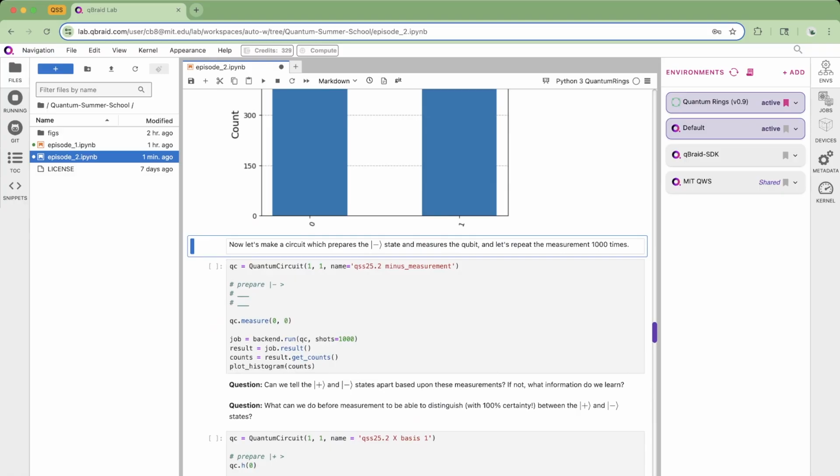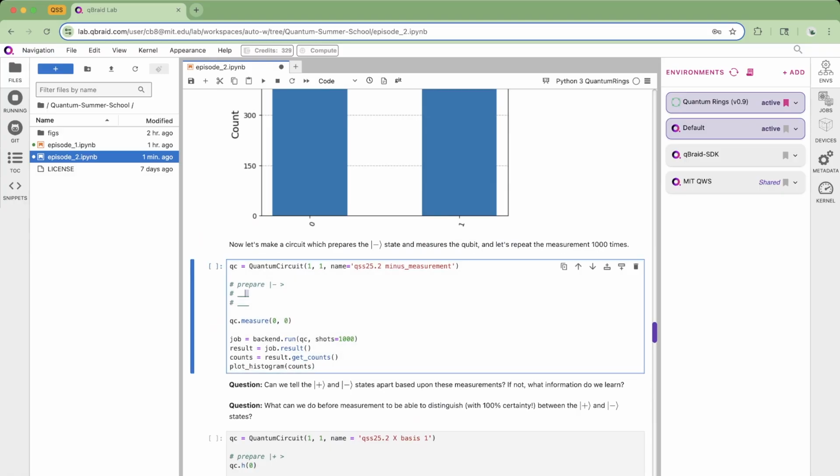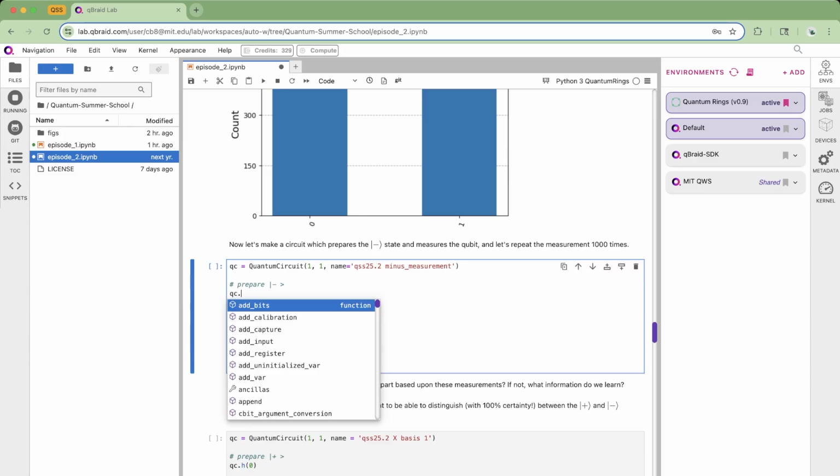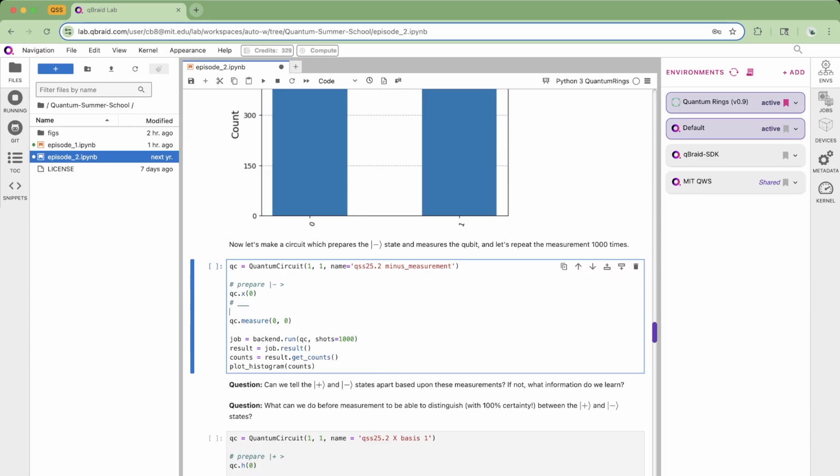We can do the same thing by preparing the minus state. First we should flip our bit to the 1 state and then apply the Hadamard gate to get to the minus state. So first we'll do an X gate to flip our bit, and then a Hadamard gate to bring us to the minus state.